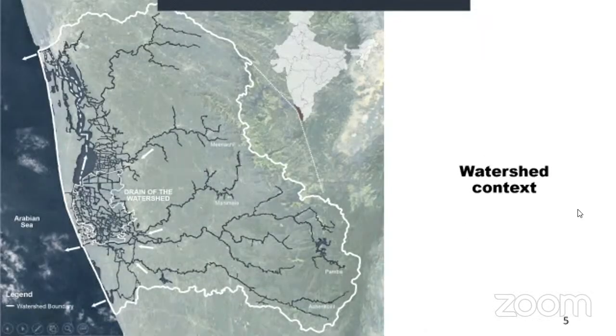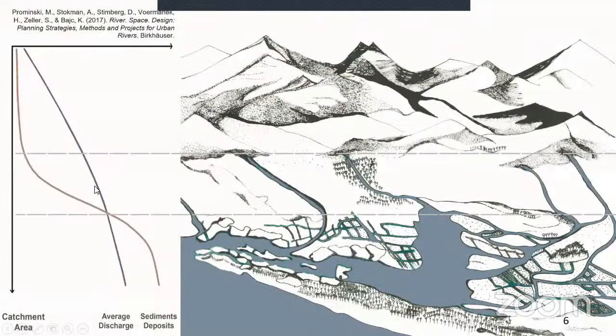So the watershed context: this is the entire watershed, and the system talks about a deltaic formation in the southernmost state of India, Kerala. Four rivers drain into the backwaters, and from there they drain into the sea. And deltas all over the world are characterized by this interplay of land and water. But what makes this delta even more interesting is that here paddy farming is practiced below sea level.